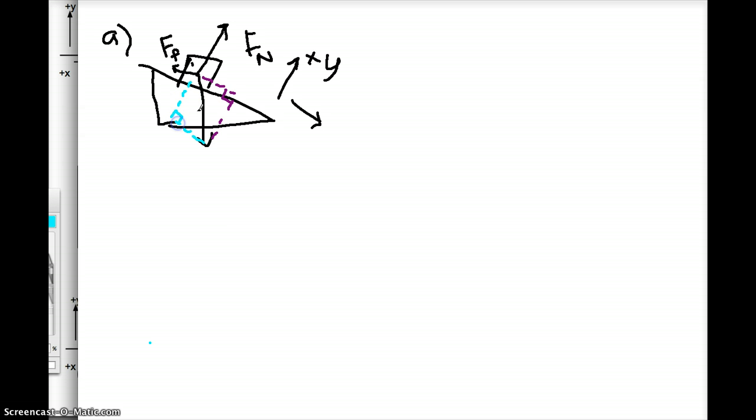However, whichever way you use, you need to be very careful about what you're labeling as your theta. So if you're using this purple triangle, then the corresponding angle, so these are 2 similar triangles, this larger black right triangle and this purple triangle with the force of gravity as a hypotenuse, the corresponding angle is this bottom angle. For drawing the x and y components of the force of gravity using this blue triangle, your corresponding angle to the angle of incline is this top angle.